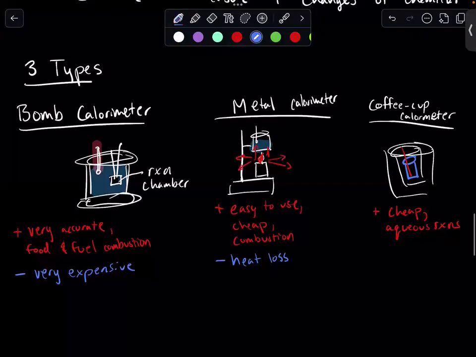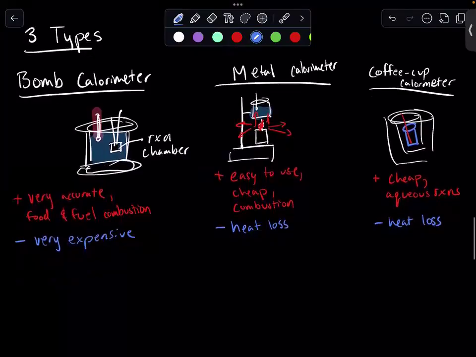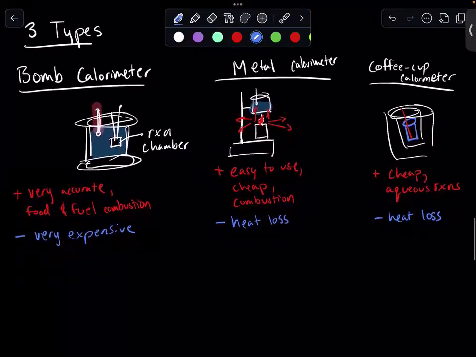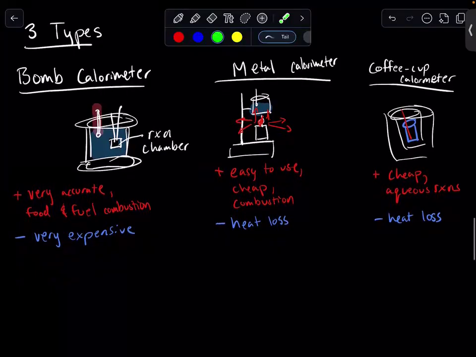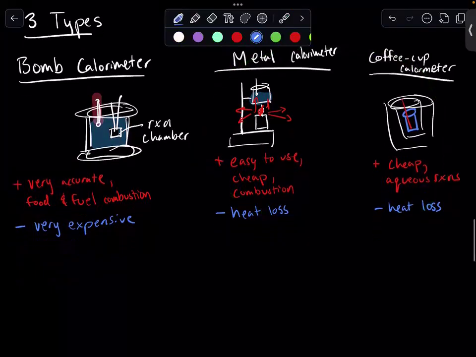the main problem with it is the same as the metal calorimeter. There is heat loss. The hardest thing to do in calorimetry is to avoid that heat loss because that's going to skew your results. So these are three types of calorimeters you'll see across the DP exam or even in your lab. Chances are you'll be seeing these two in your school lab.